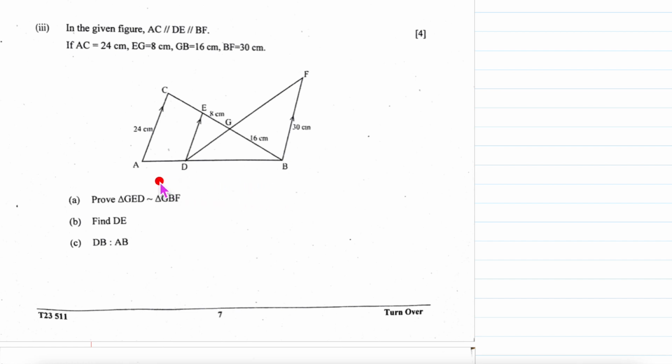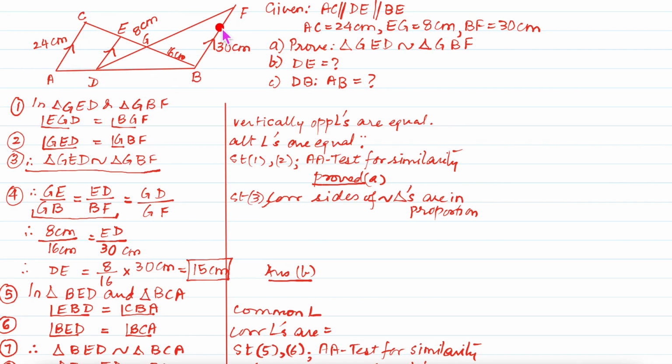DB is to AB, this full thing. Let's see how we write the solution. So we have drawn the diagram for question 5, third part. We write what is given the way it is in the question. We write what is to be found out, like so.